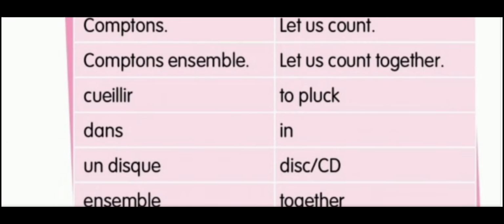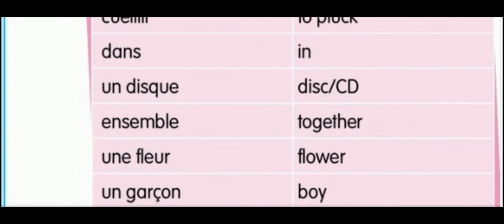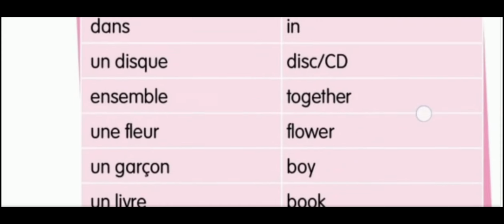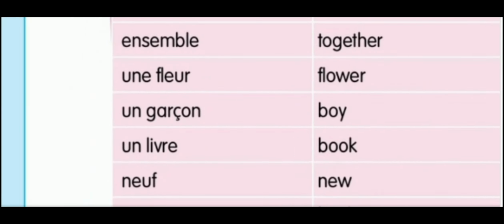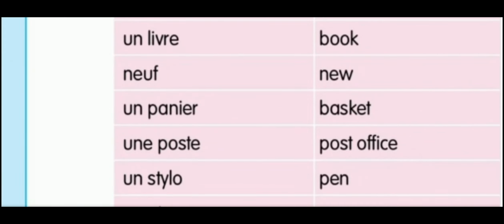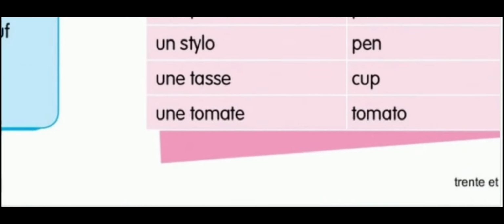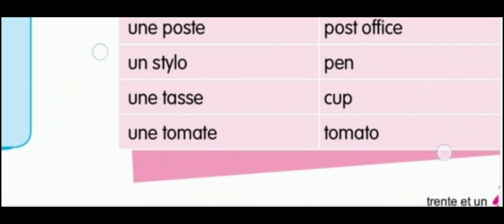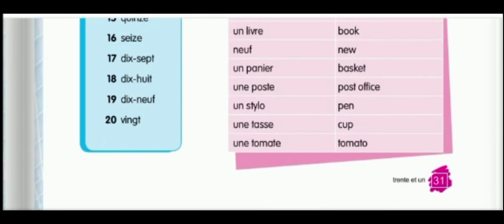Then we have cueillir, which is to pluck. Dans is in. Un disque is disc or CD. Ensemble is together, as I told you earlier. Une fleur is flower. Un garçon is boy. Un livre is book. Neuf is new. Un panier is basket. Une poste is post office. Un stylo is pen. Une tasse is cup, and une tomate is tomato.